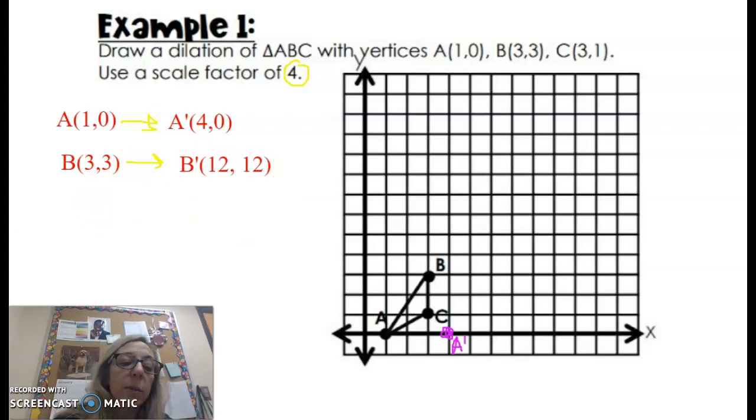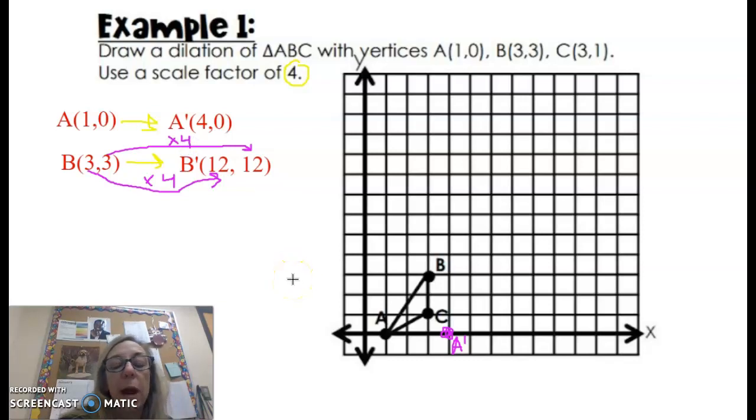Now, this might make it a little bit easier for you to remember in the future: you might want to draw an arrow saying that this 3 is being multiplied by the scale factor of 4 to get to our new B prime coordinate of 12. And this 3 is also being multiplied by that same scale factor of 4 to get to that y coordinate.